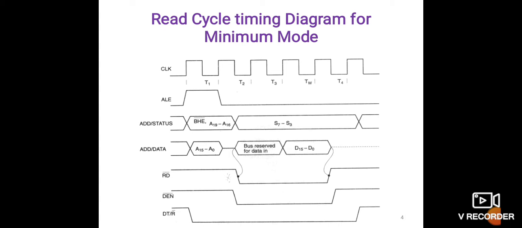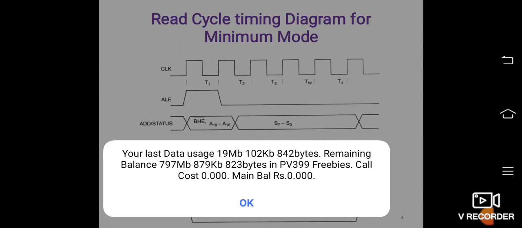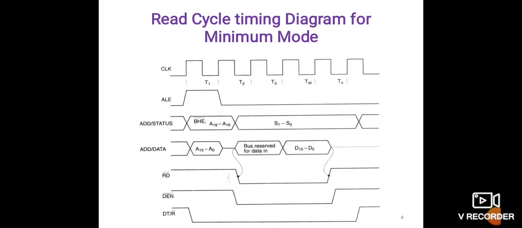So we can read two timing diagrams, which are the read cycle timing diagram and the write cycle timing diagram. As usual, it is represented with the clock, which indicates the T states, and you could see that before the fourth T state there is a TW, which is a wait state.